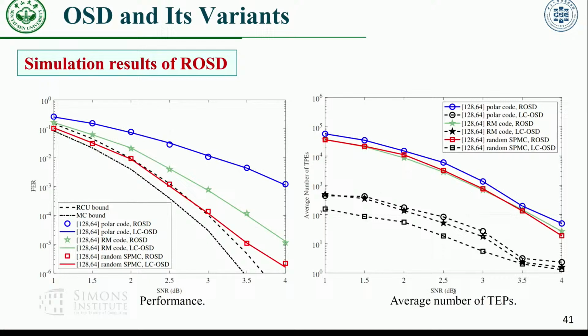Here is the number of searches. So we see the ROSD needs more searches than the LC-OSD. It's also reasonable, because the ROSD has a base of low quality. The quality of the base is not as good as LC-OSD. So it's a local, not global, okay? That's for the SGMC.